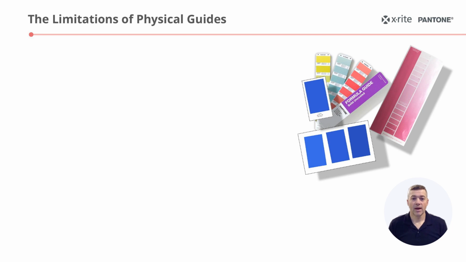While physical color guides are incredibly valuable tools, it's important to recognize their inherent limitations. Let's explore some of the key challenges they present. First, there's the issue of variability in production. Fan decks and printed guides are created using printing presses, and while the process adheres to tight tolerances, it's impossible to eliminate slight variations. This means no two guides are ever perfectly identical.